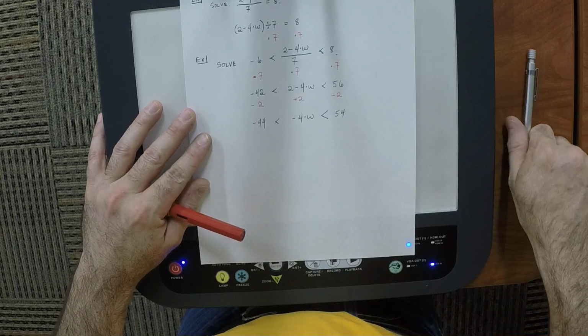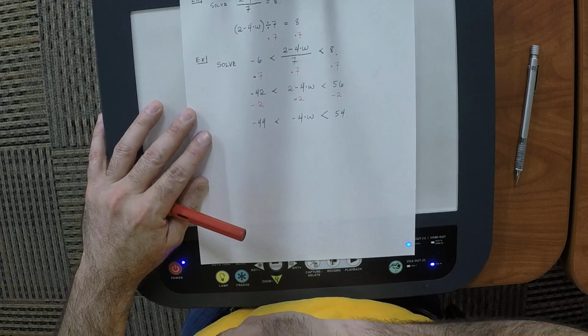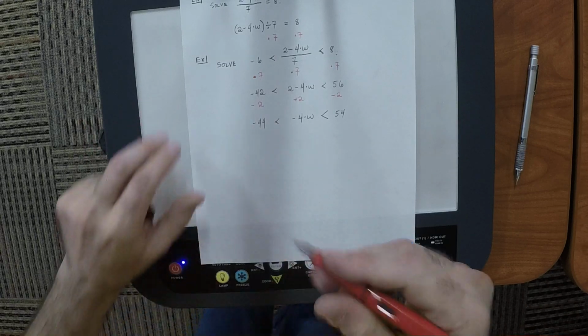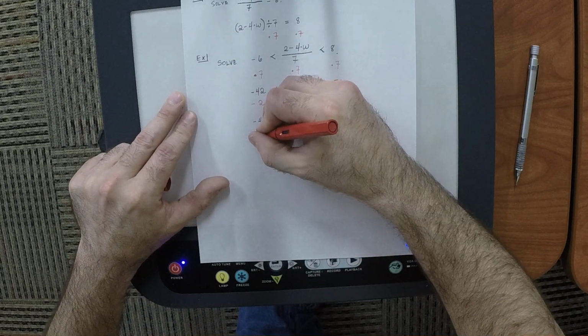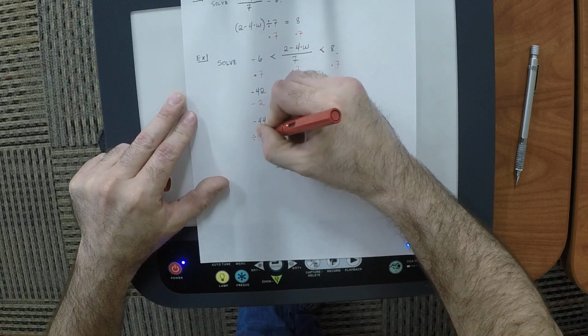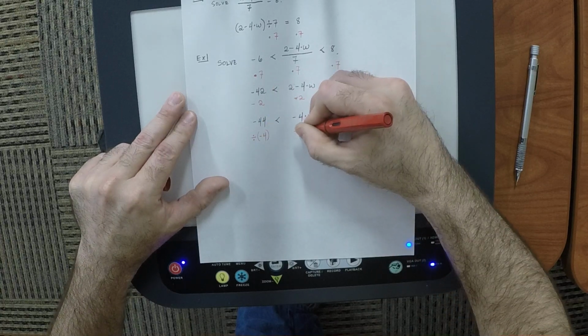All right. Now what? Divide by negative 4, for similar reasons. So we're going to divide all positions by negative 4. That's what we're going to do.